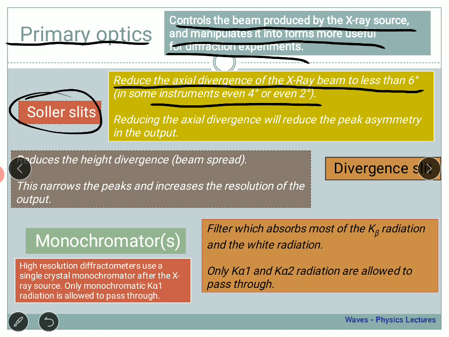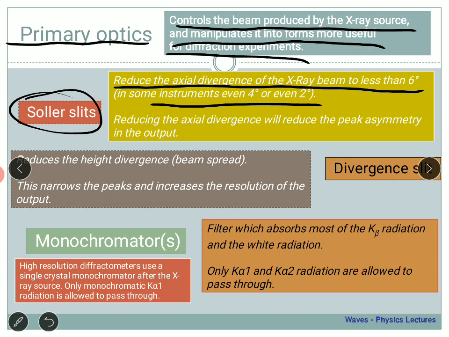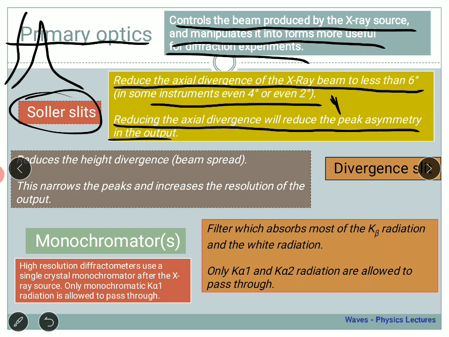Basically we want to have a peak which is symmetric in nature, and for that we want to reduce the divergence in the axial form, as well as the divergence in the height. So the solar slit will reduce the divergence in the axial direction, and reducing the axial divergence will reduce the peak asymmetry in the output. If you have something like this, this is a symmetric peak, but if you got something like this, it is more asymmetric in nature. It's not the sharpness. Please remember this. I think I've drawn the figure wrong, it's not very correct.